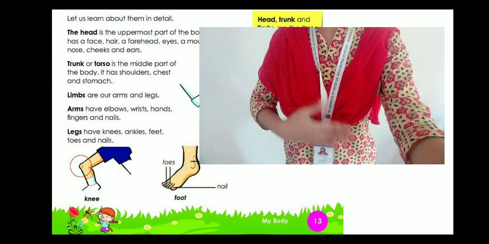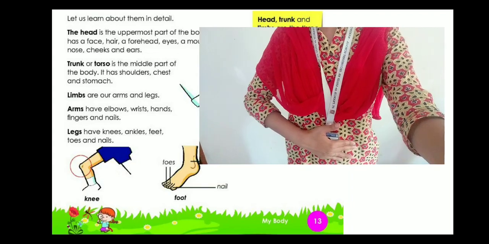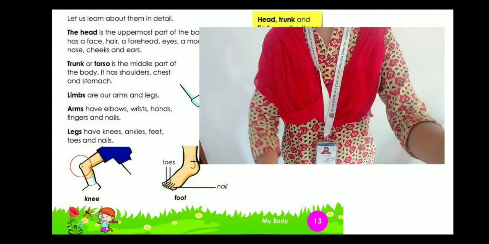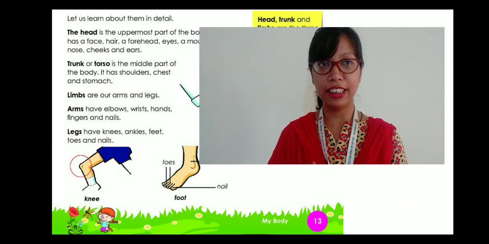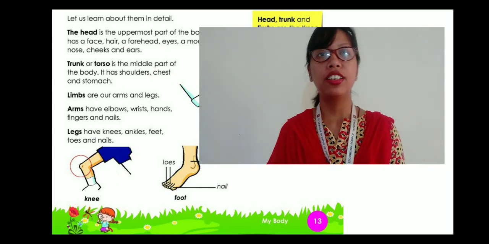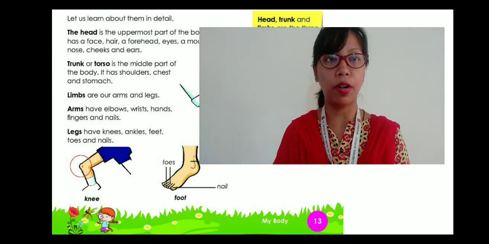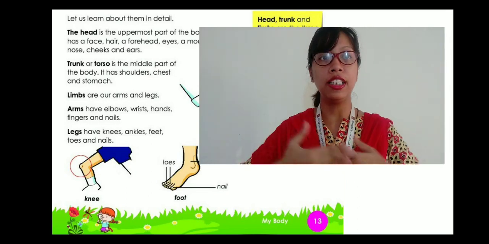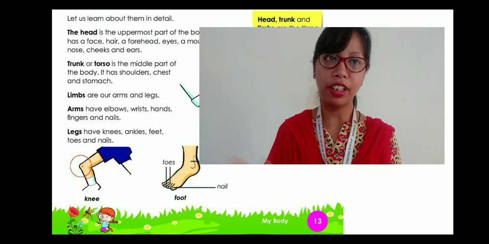And then we have the tummy, that is the stomach. The stomach is here, this is the tummy, where we keep our food. After eating, where does it go? To our stomach, right? Okay, so the trunk or torso has three parts of the body. There are shoulders, chest and the stomach. Clear? Next we come to the limbs.